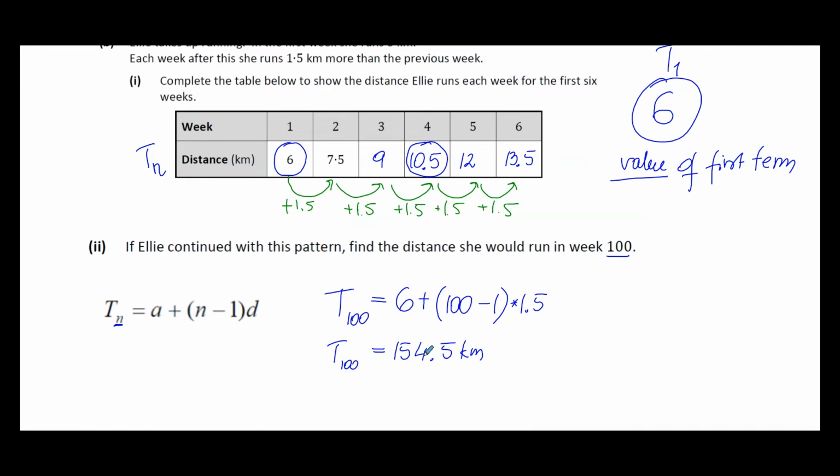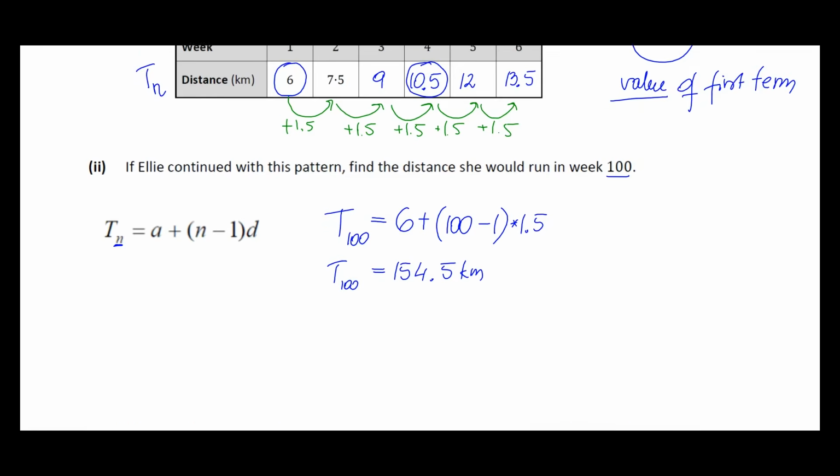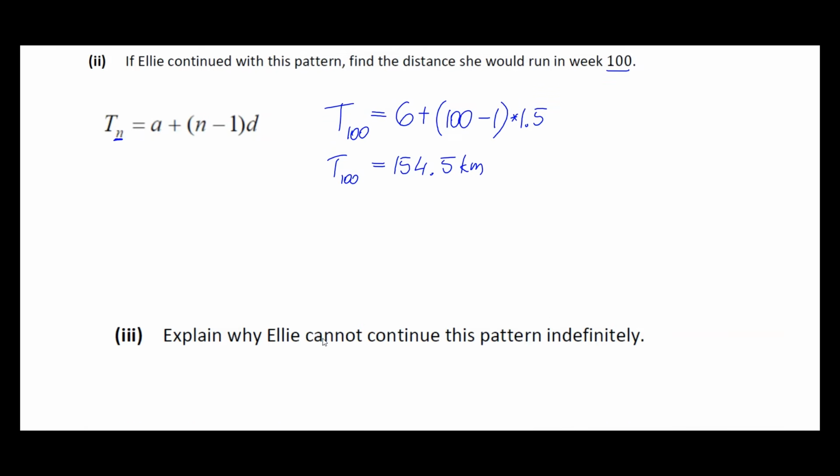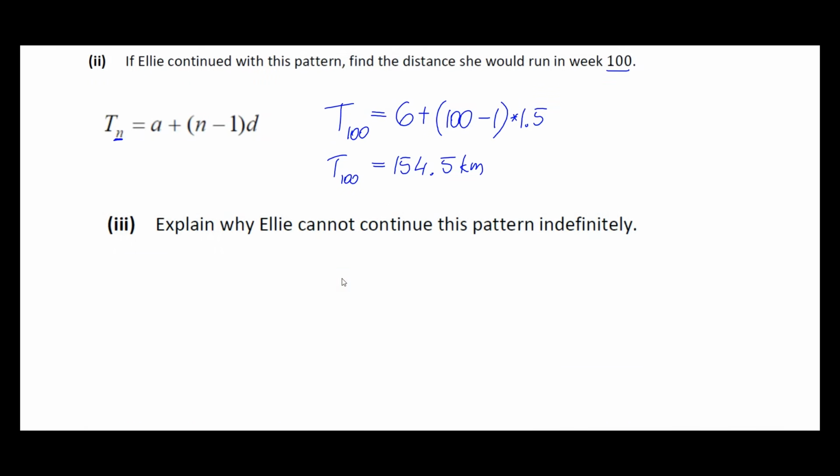Okay, so that's what we find out, that's what she will run in week 100. Now, if you pause and think for a moment, that's loads of kilometers to run in a week. Okay, and that's the reason why we have that next question. Explain why Ellie cannot continue this pattern indefinitely.